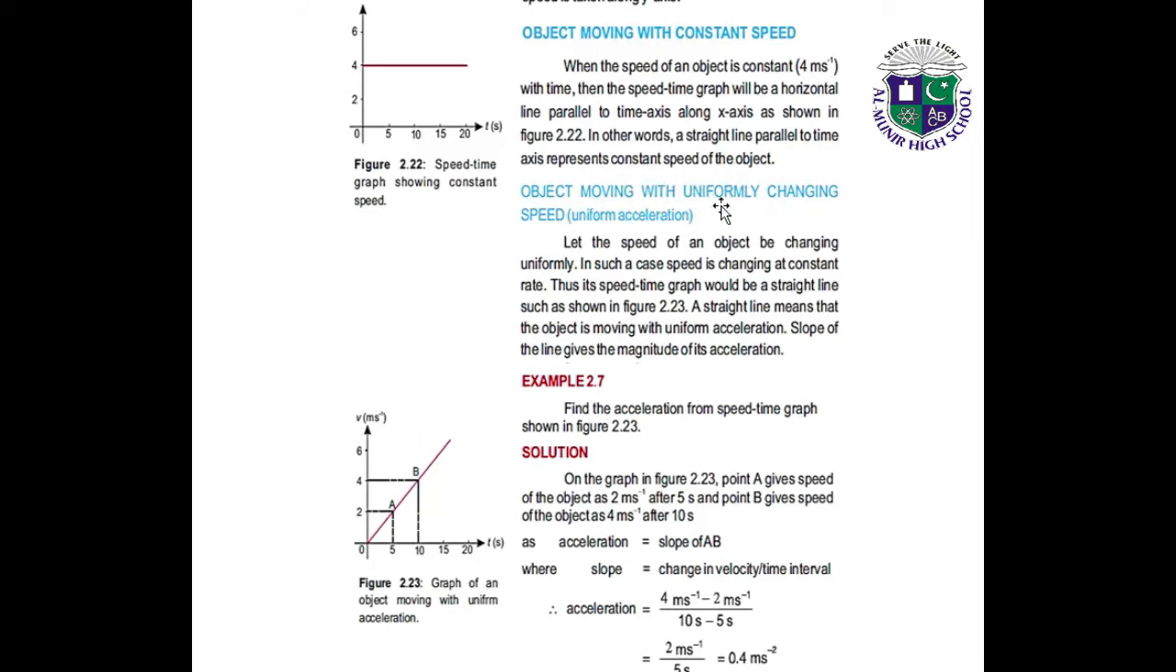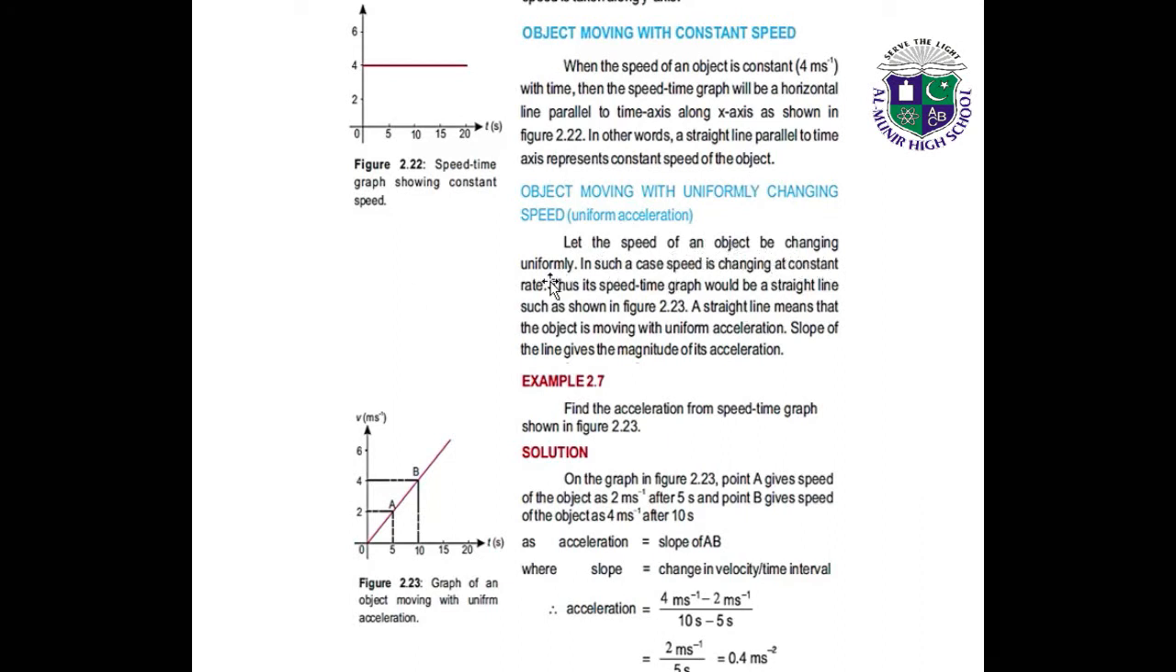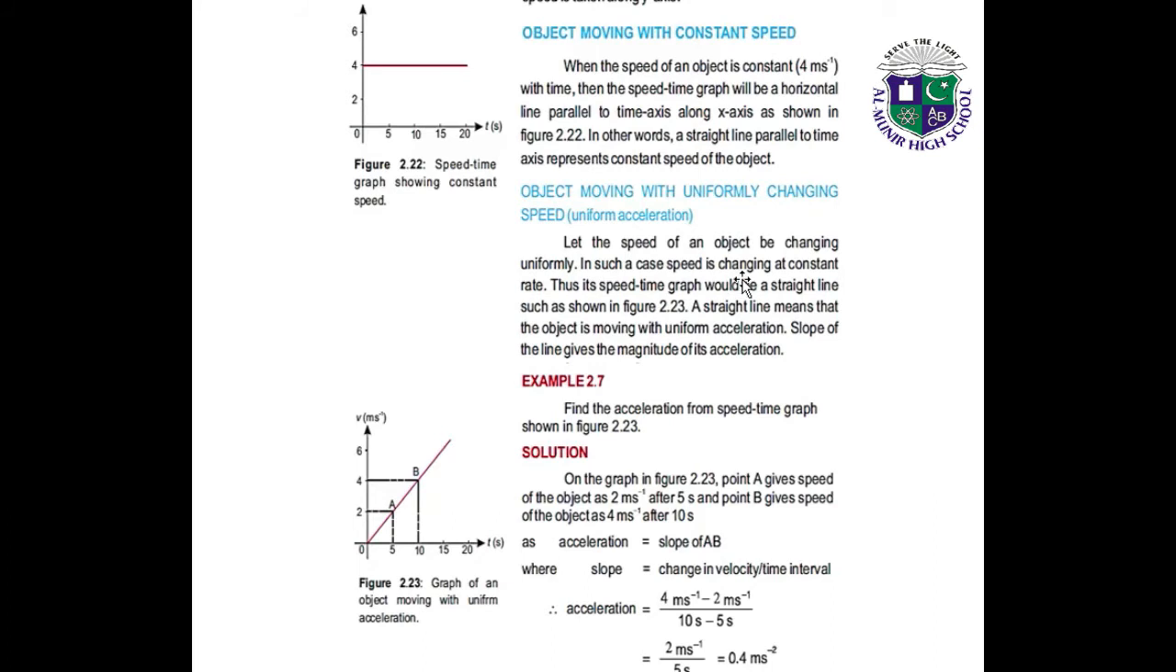Object moving with uniformly changing speed: let the speed of an object be changing uniformly. In such a case, speed is changing at a constant rate. Thus its speed time graph would be a straight line. A straight line means that the object is moving with uniform acceleration. The slope of the line gives the magnitude of its acceleration.